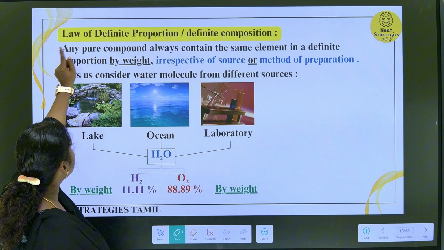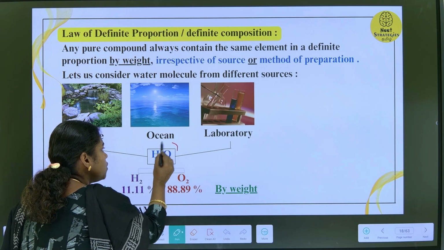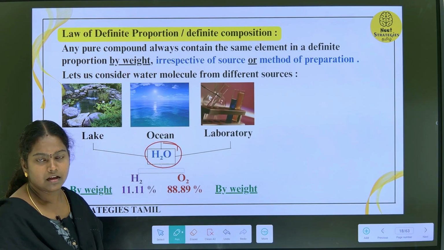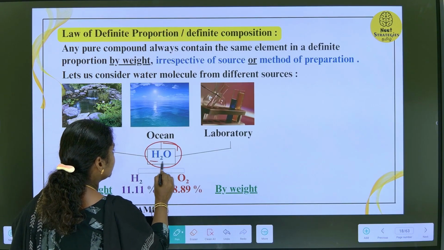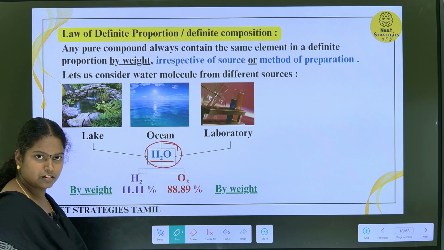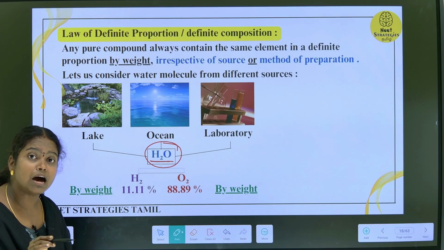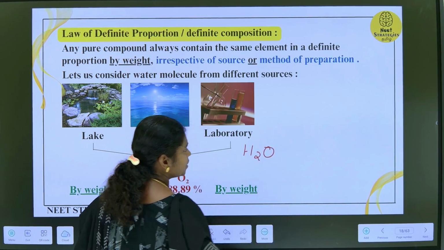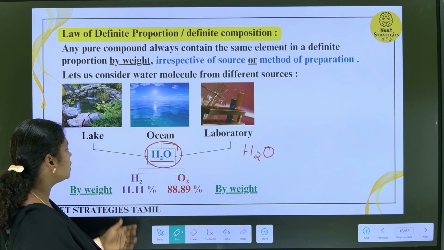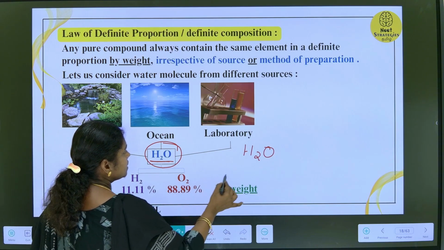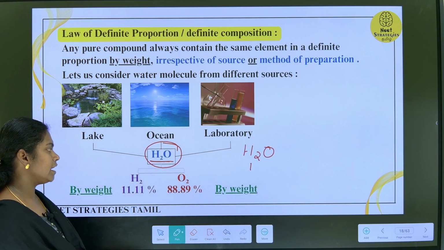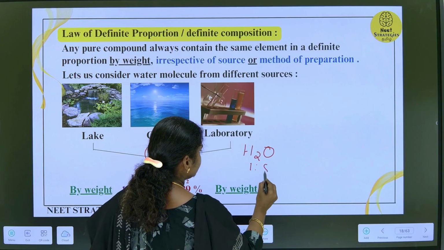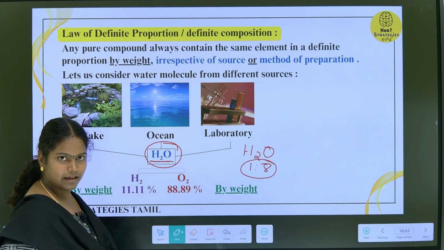So now we move on to the law: any pure compound, like water which I used as a pure compound, always contains the same elements in a definite, fixed proportion. Here, in case of mass, from all these sources there is a fixed proportion. Hydrogen and oxygen are in the ratio 11.1 to 88.89. If we simplify, it is in the ratio 1:8.